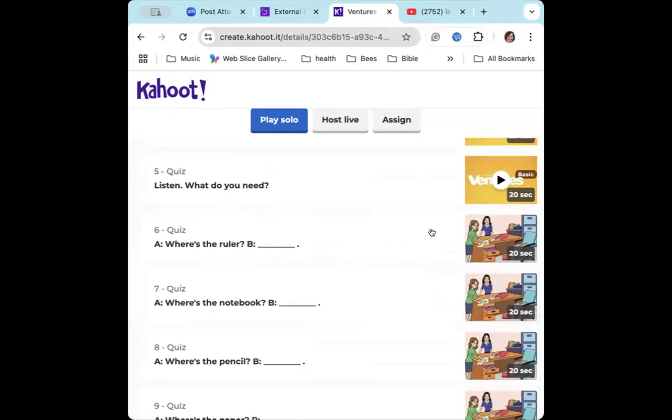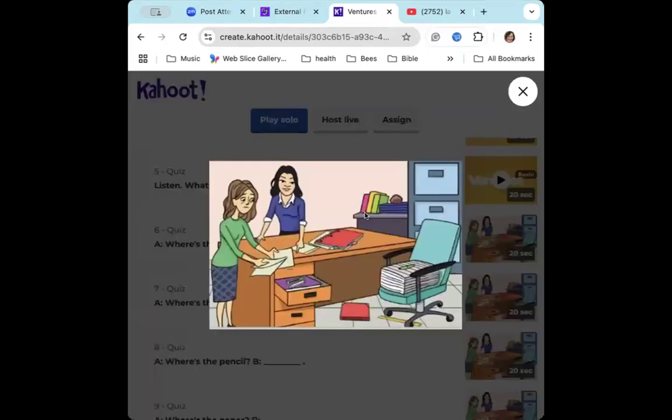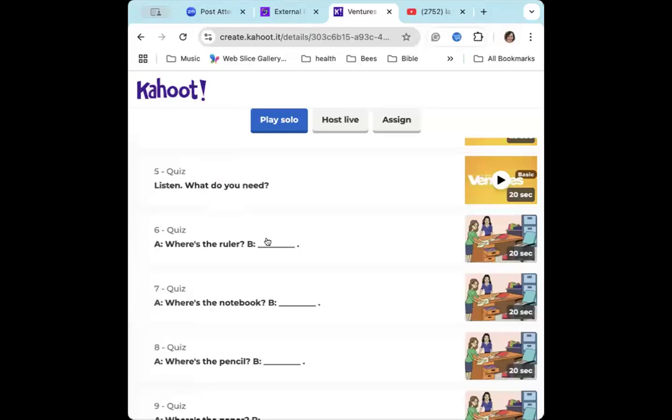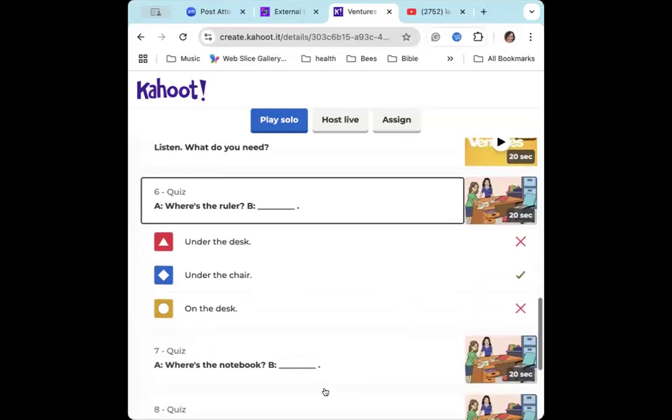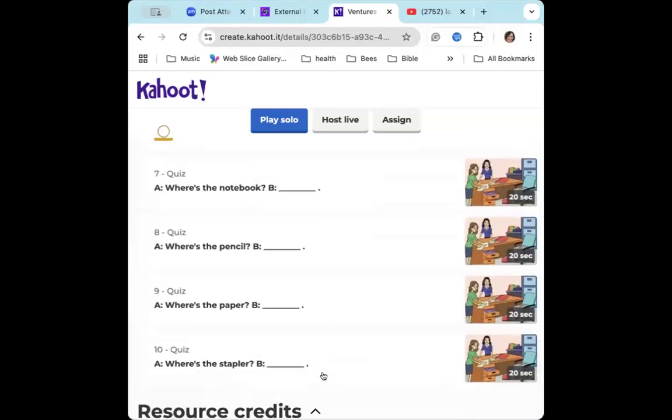Then we would look on, that was the listening. Now we're going to look and listen. And this one says, where is the ruler? It's under the chair. Okay, so I would go, yeah, under the chair. And this is what we did for each one of those.